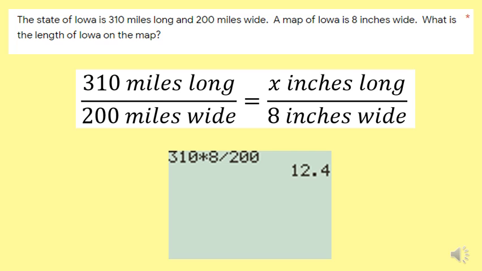Now, there's other ways you could write the fractions. You could, for instance, put 310 over x equals 200 over 8. But one way or another, the 310 and the x have to go together, the 310 and the 200 have to go together. And as long as both going up and down and across the numbers have stuff in common, you're going to get the right answer. And here that is 12.4.